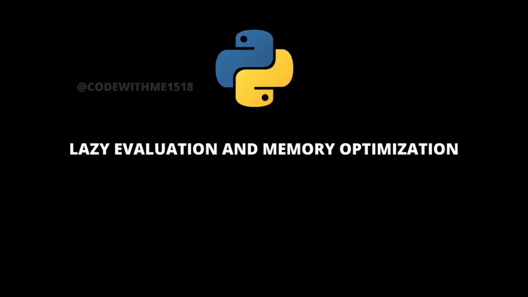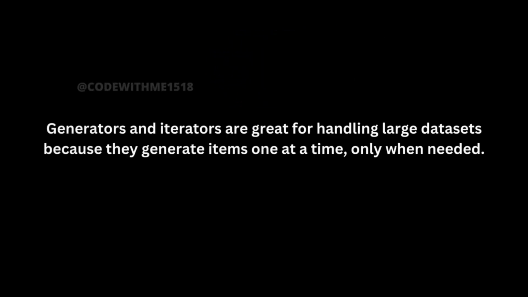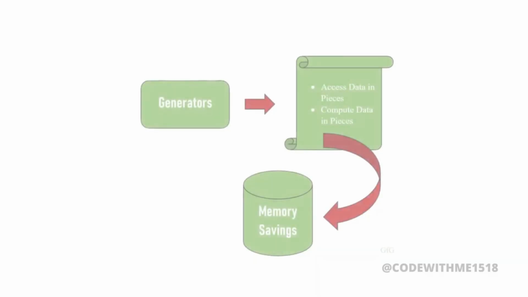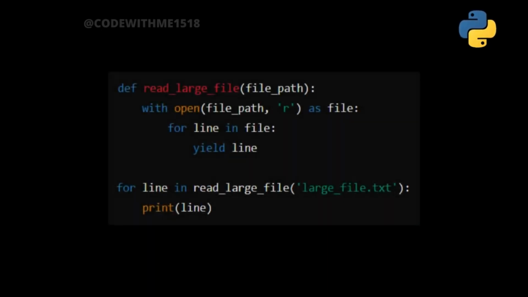Finally, let's talk about lazy evaluation and memory optimization. Generators and iterators are great for handling large datasets because they generate items one at a time, only when needed. Here's an example of a generator function that reads a large file line by line. In this example, the read_large_file generator reads lines from a file one at a time. This is much more memory efficient than reading the entire file into memory at once.